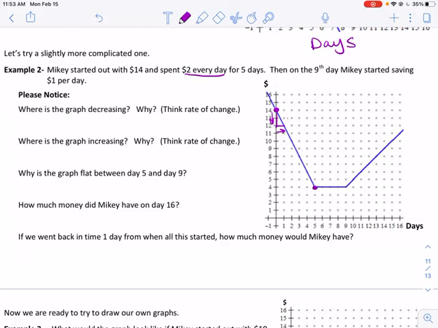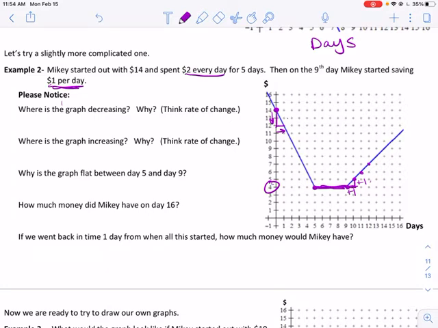Woohoo! Then on the 9th day, Mikey started saving $1 per day. So it doesn't really tell us what happened between day 5 and day 9. What I assume is that he didn't do anything with his money, and our graph kind of shows that. His money stayed at $4. Then on day 9, he started saving $1 per day. So you can look on day 10. That means if he saved $1 per day, then on day 10, he has $5 now, $1 more, $1 more. So that $1 per day shows us a slope, a change in y over change in x, of positive 1, because that's what that per tells us.